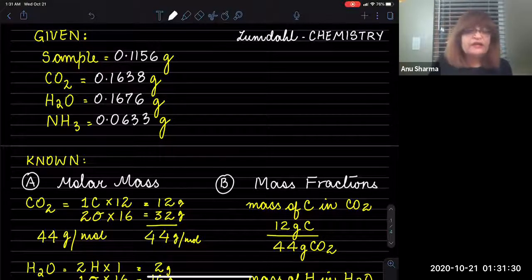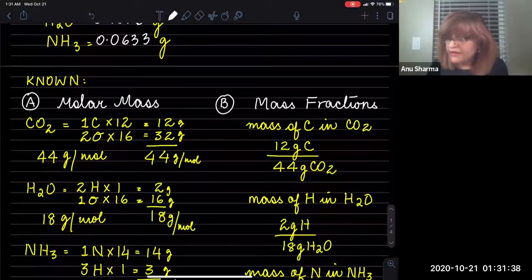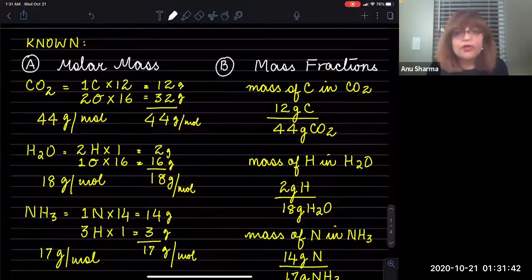So anyway, these are your givens. First, always write down what is given. You're given the amount of sample, the amount of carbon dioxide, the amount of water, and the amount of ammonia in grams. So first write down what is given. Next step is to write down what you know.